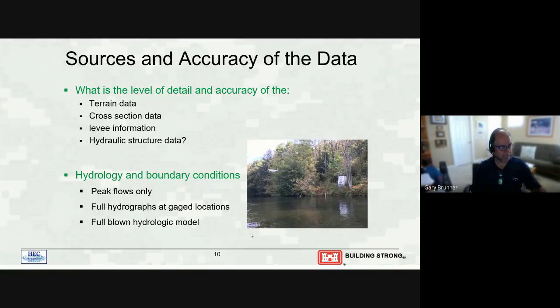Sources and accuracy of data, okay? You've got to know the level of detail of your terrain data, if you had any surveyed cross sections, lidar information, hydraulic structures. You also need to know what your data is for your hydrology and boundary conditions. Do you have peak flows only, full hydrographs at gauges, or do you have a hydrologic model you can use to generate flow hydrographs anywhere?